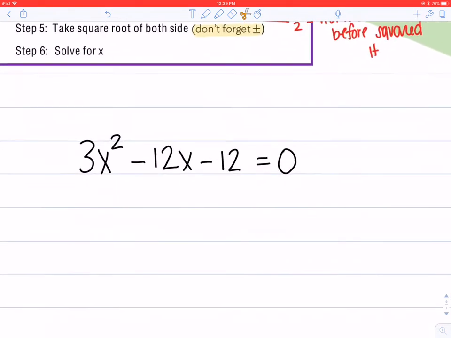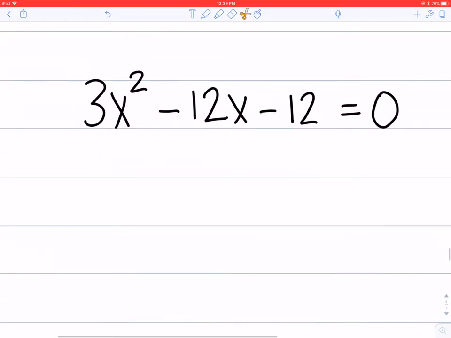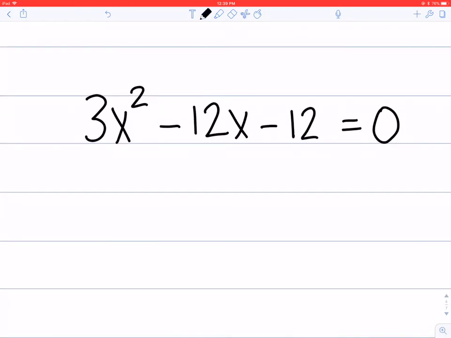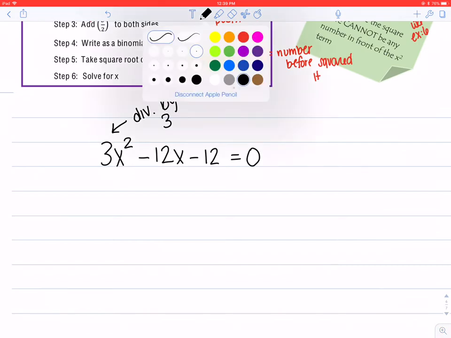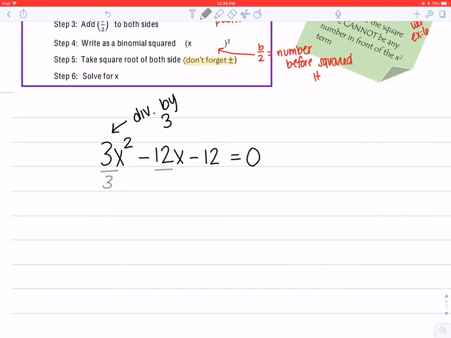So I'm only going to do one example in this video. The first thing that I notice is there's a number in front of the x squared. So I need to divide through by the 3 because for completing the square I have to have 1x squared. So I'm going to divide every single thing by 3. Those cancel, which is the goal. So I'll have x squared minus 12 divided by 3 gives me 4x. 12 divided by 3 gives me 4, and 0 divided by 3 gives me 0.